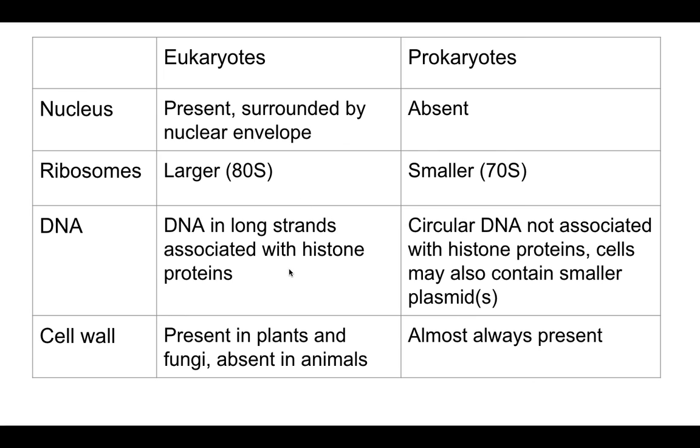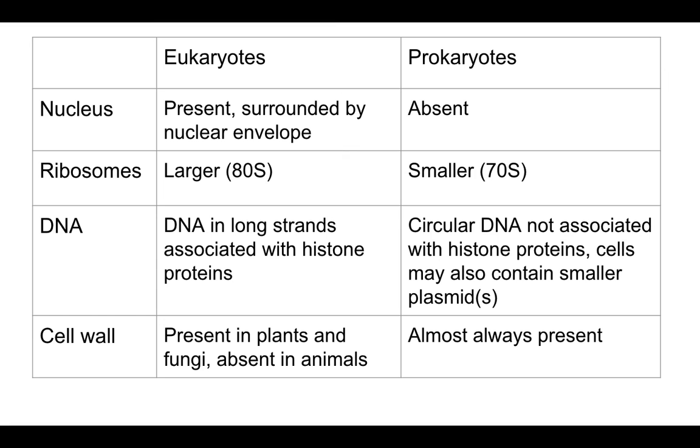The DNA in eukaryotes is in long strands that are associated with histone proteins. And histone proteins are like spools. So if you think about string that's wrapped around a spool, the histone proteins are what DNA wraps around. And that allows it to be more organized. It's not just a tangle that you don't know what's where. It's highly organized by the binding of the histone proteins. So DNA, again, is wrapped around those histone proteins, which keeps it organized and not just like a tangle of yarn.